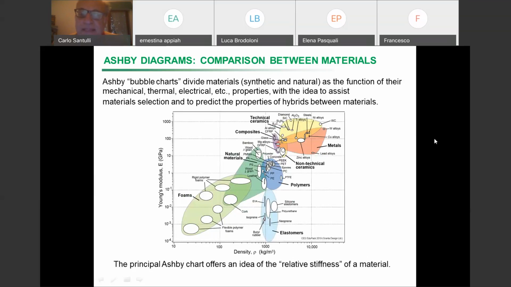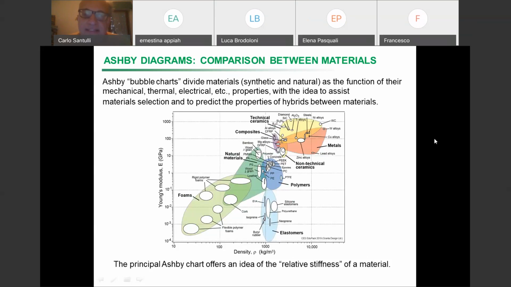Therefore, there has been quite a considerable corpus of studies by Professor Michael Ashby from the University of Cambridge, who started this investigation in the 70s about material selection, trying to have, in a sense, a scientific material selection. What do I mean by that? I take material properties, I plot them.